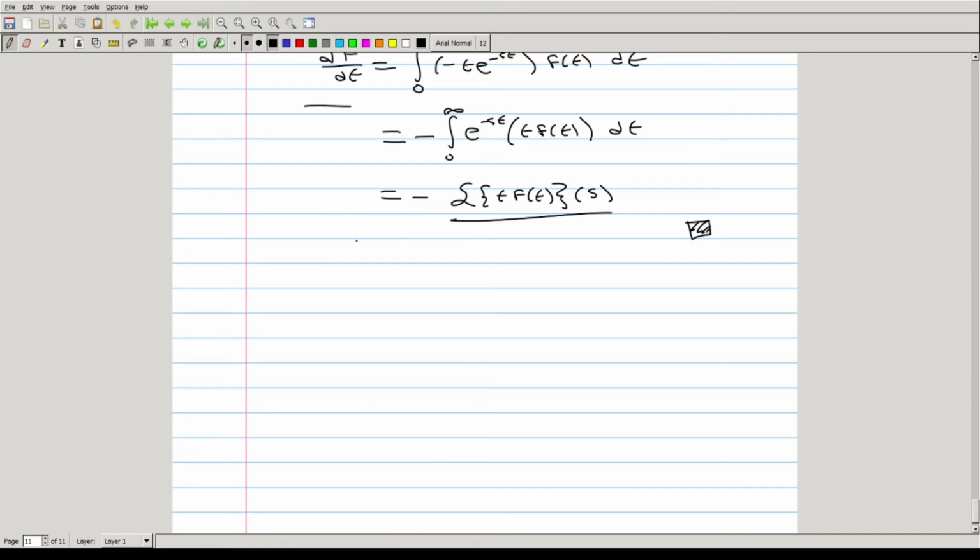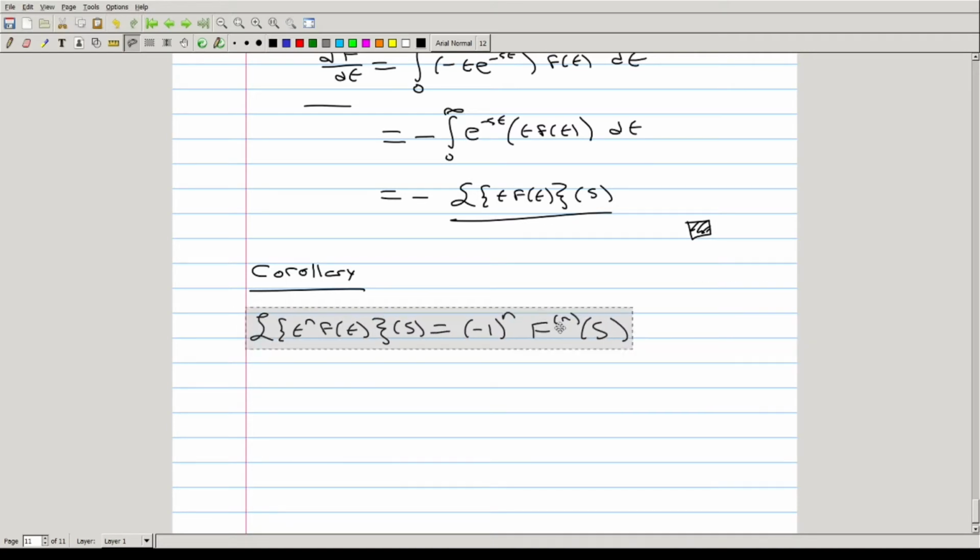Not only that, but if you apply this multiple different times, we get the corollary that the Laplace transform of t to the n times f of t is going to be negative 1 to the n times the nth derivative of the Laplace transform of f. Which is valid for s greater than a.